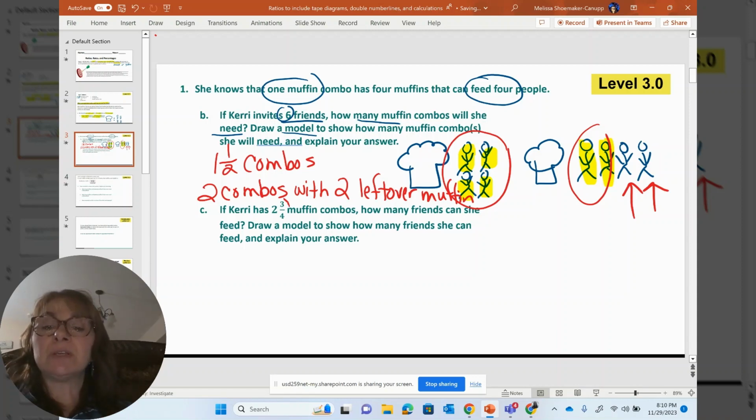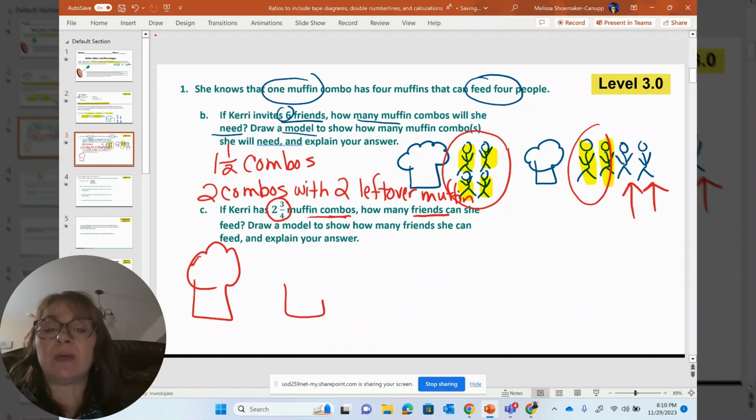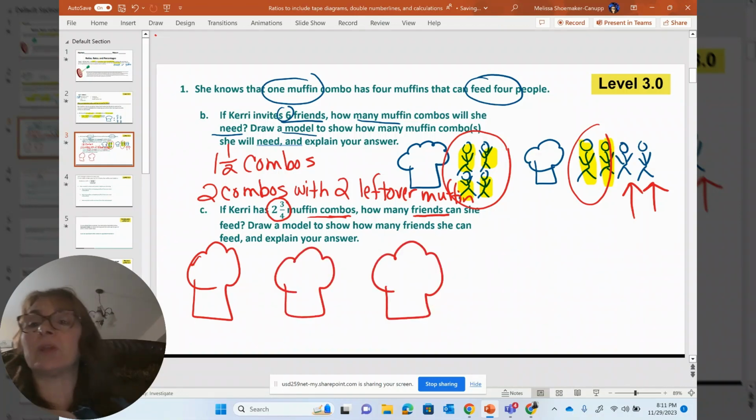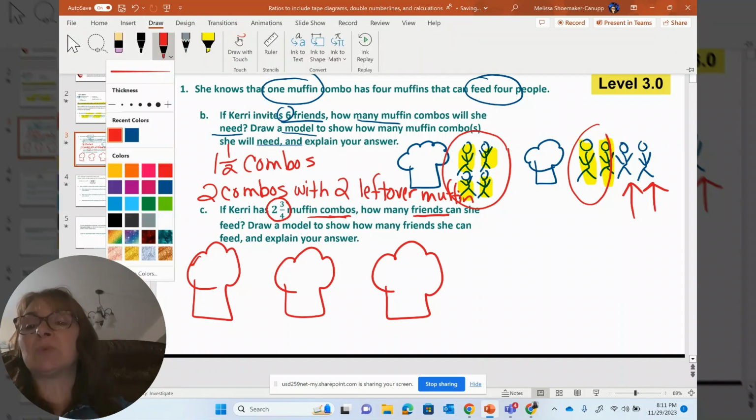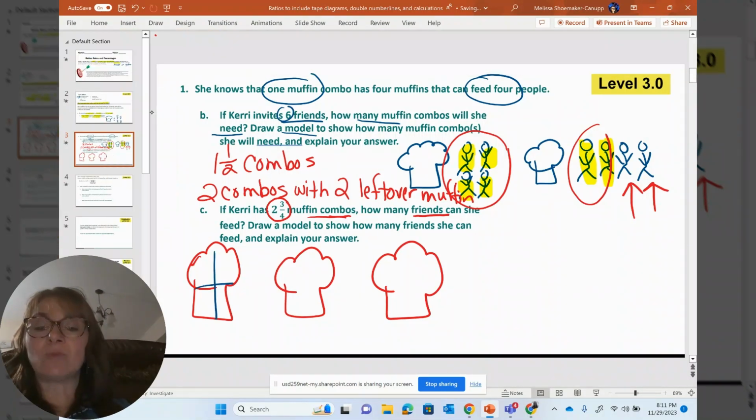Our next question is, if Carrie has 2 3/4 muffin combos, how many friends can she feed? So we're going to kind of cut down on our drawing because we know that we have 2 of these. Okay, each one feeds 4. So I'm going to draw the muffin combo. We have 2 of them, and then we have 3/4 of one. So I'm going to kind of utilize what I know about fractions. I'm going to cut these up into 4s, right? I have this one, this one, this one, this one, because I have a whole muffin combo. That's how many friends? 4.